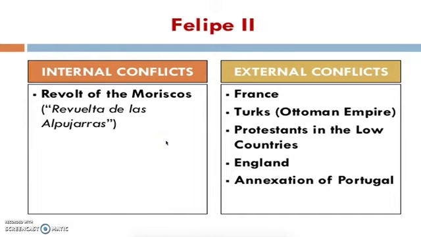And the second Habsburg king that Spain had in the 16th century, Philip II, also had internal and external problems or conflicts. The first ones were the revolt of the Moriscos, la revuelta de las Alpujarras. Alpujarras is a place in the province of Granada. And the external conflicts he had to face were against the French, the Turks, the Protestants too, in the Low Countries, in Países Bajos, against the English people, and the conflict with the annexation of Portugal.